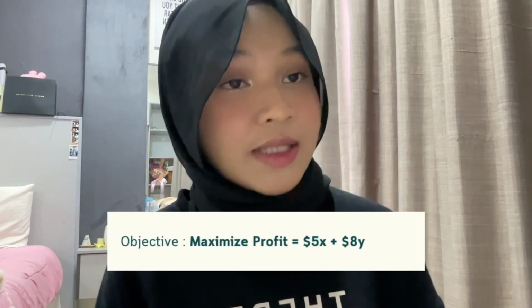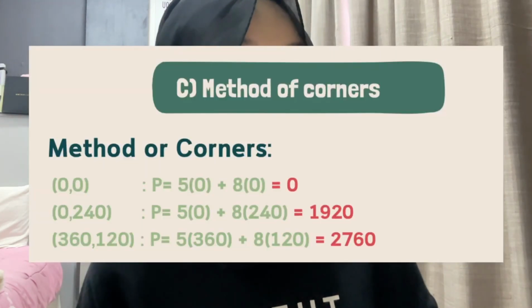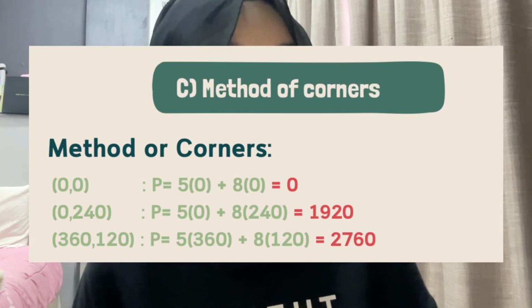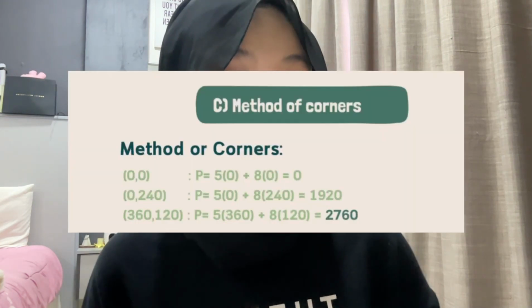Now we substitute these points into our objective function, P = 5x + 8y. For the first point we get 0, for the second point we get 1920, and for the third point we get 2760. Since this is a maximization problem, we choose the higher value, which is 2760.